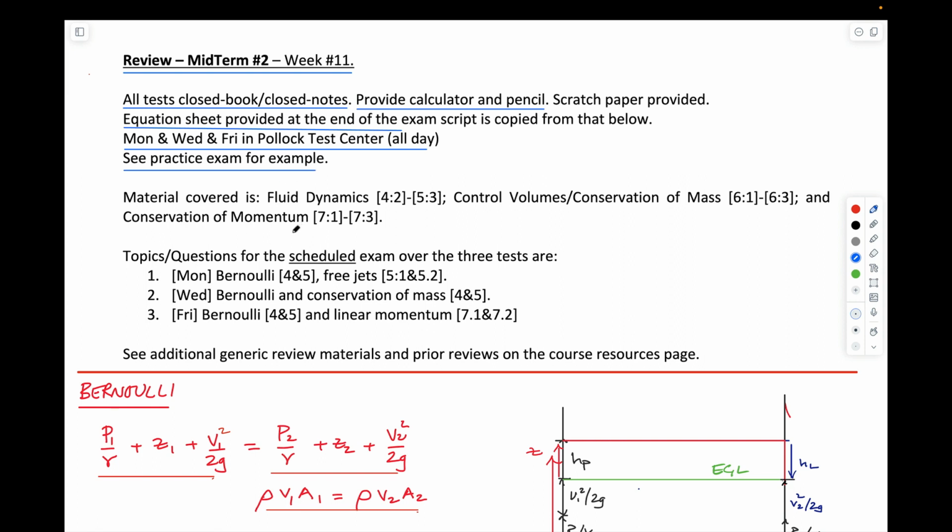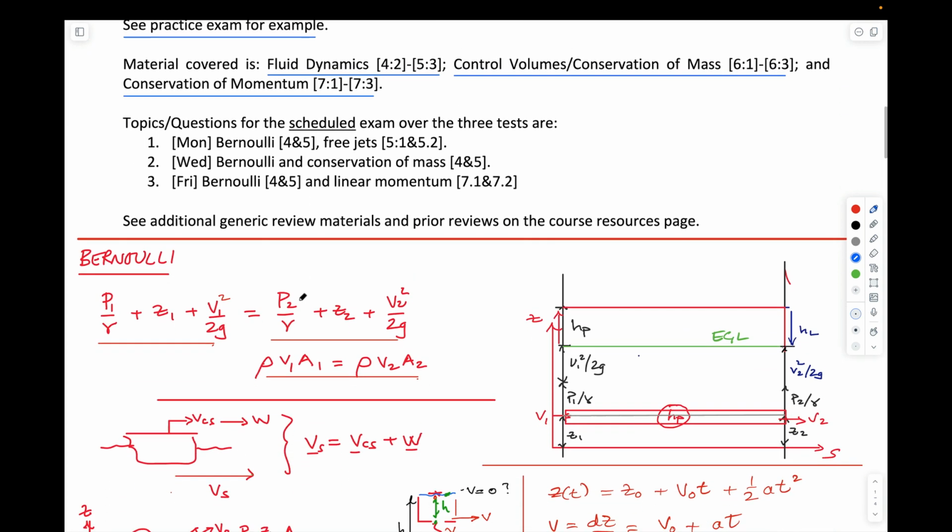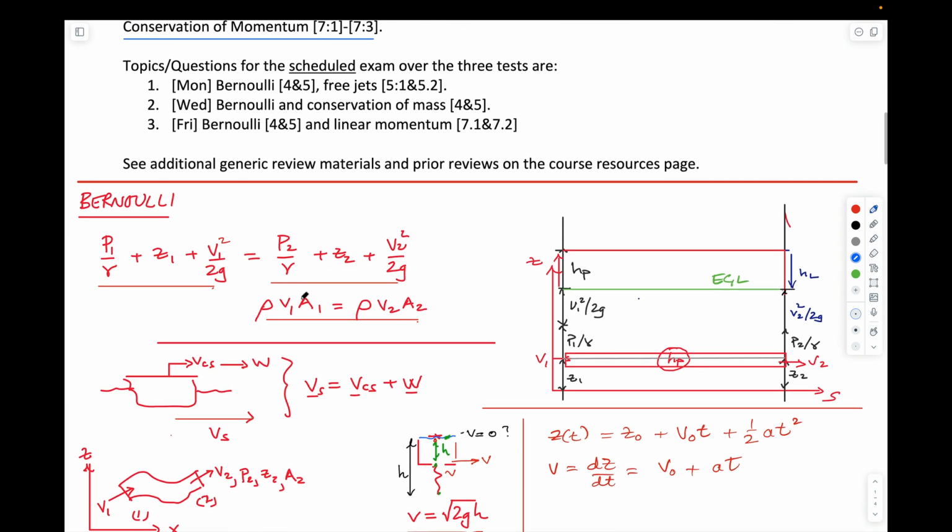The material is from week 4, excluding the first session, which was really acceleration of static fluids. So it's really Bernoulli, fluid dynamics. It's talking about conservation of mass, which are control volumes and changing control volumes, and conservation of linear momentum and rotational momentum, although I think on this test there is no rotational momentum question.